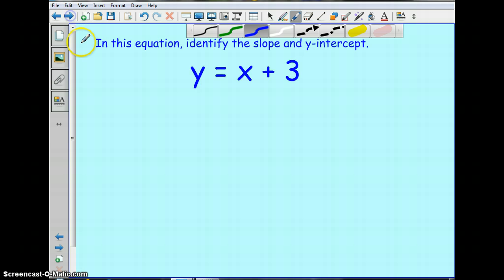The next one, go ahead and pause the video and see if you can figure out what this one's going to be. M equals 1 because remember there's an imaginary 1 here, and b equals 3. Remember that imaginary 1 when you don't see any coefficient in front of x. So that's identifying the slope and the y-intercept.